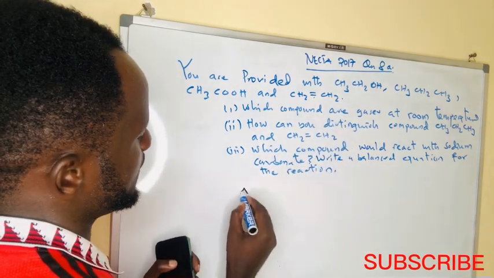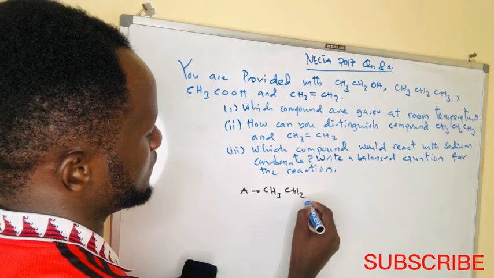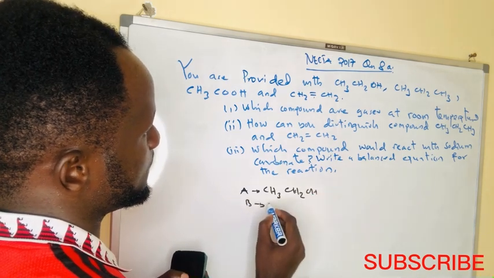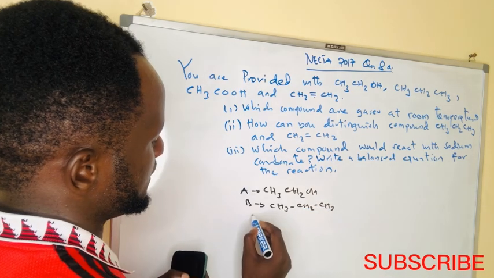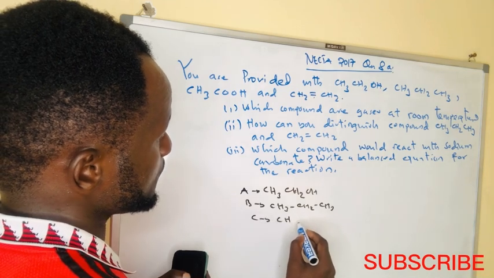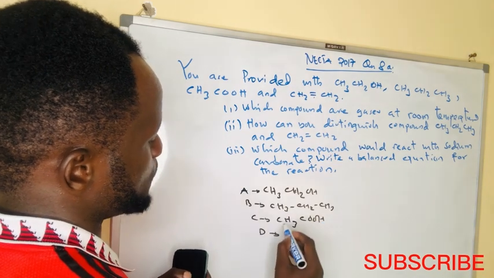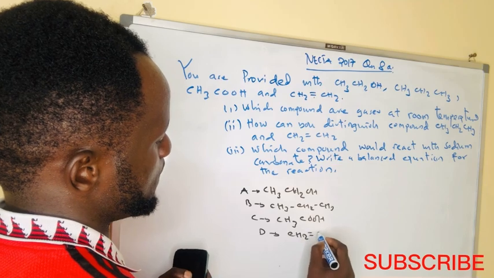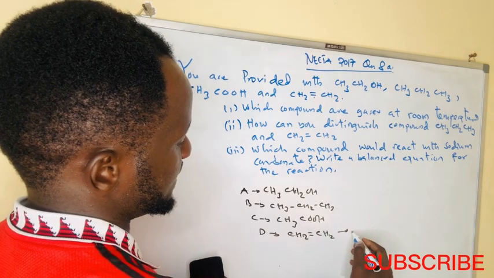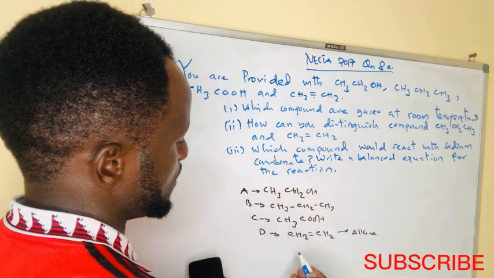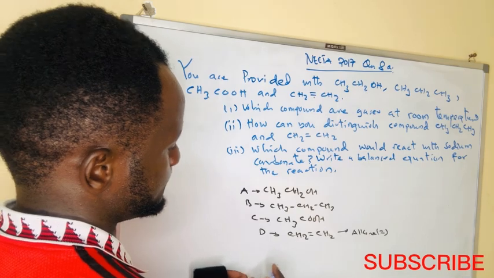Let's say A is CH3CH2OH. Then B is CH3CH2CH3, then C is CH3COOH, and D we have CH2=CH2. So I can say that D is an alkene. It is an alkene because it has the functional group of an alkene, which is a double bond. So D is an alkene.